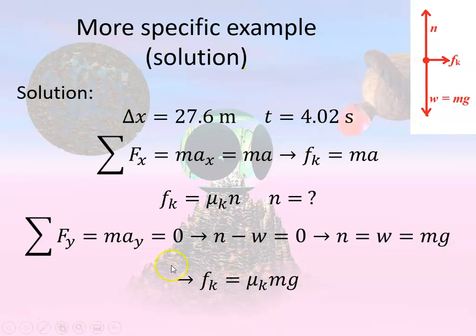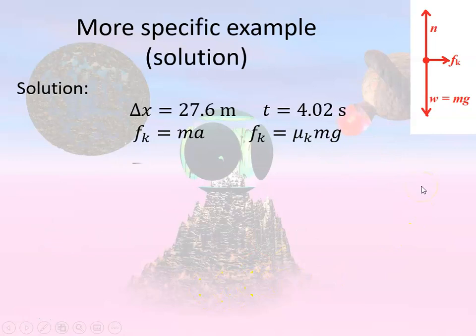So now we say, okay, F sub k equals ma, F sub k equals mu sub k mg. We can set those equal to each other. And notice again, the masses cancel. Oh, surprise, surprise, mu sub k equals acceleration divided by acceleration due to gravity. Same thing we got in the previous more general example where we didn't show all of our work. What about that acceleration? How do we get the acceleration?